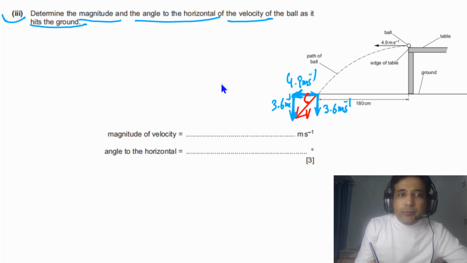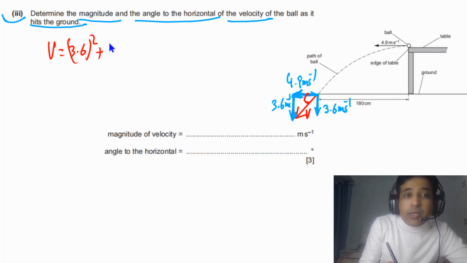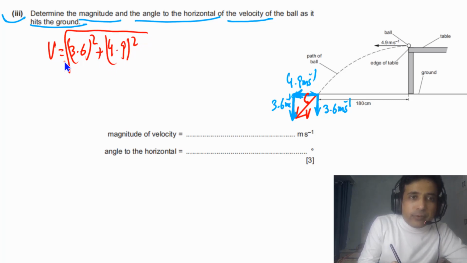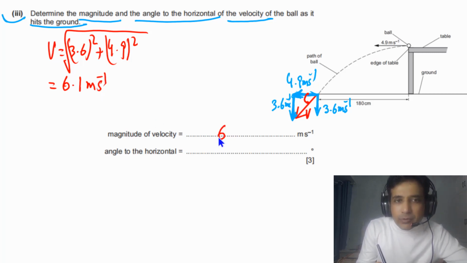So if we need to find V, V in this case simply will be equal to the square root of 3.6 squared plus, because this is a right angle triangle, plus 4.9 squared. And if we solve this one, we can find out the value of velocity, and that will be equal to 6.1 meters per second. So the magnitude of the velocity is 6.1 meters per second up to 2 SF.